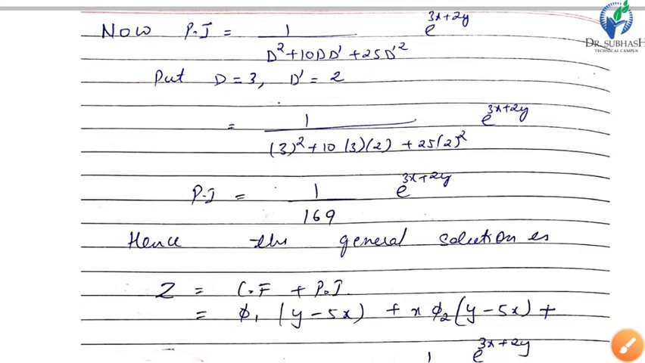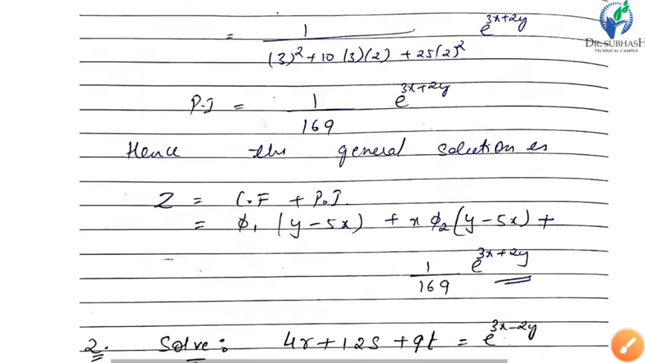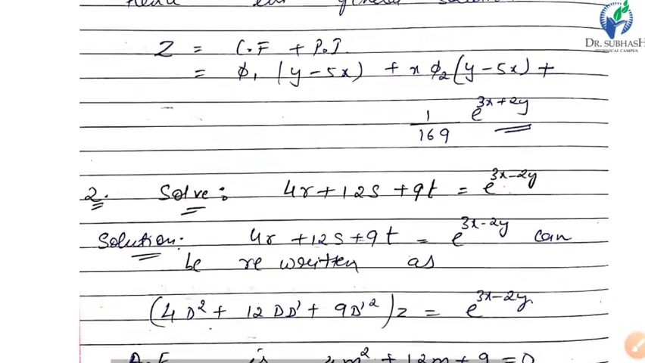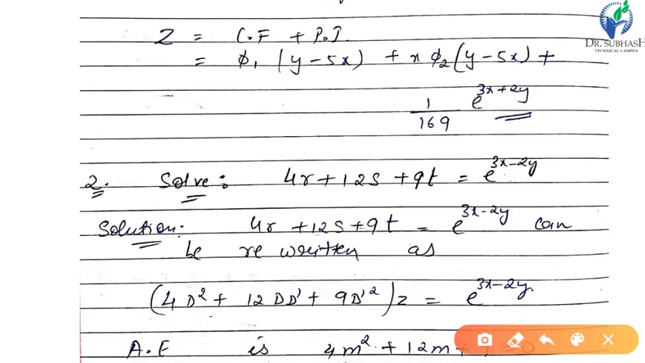So the general solution will be CF plus PI. CF is phi 1 of (y minus 5x) plus x times phi 2 of (y minus 5x), plus PI, which is 1 upon 169 e raised to 3x plus 2y. This is our final required solution of the given differential equation.